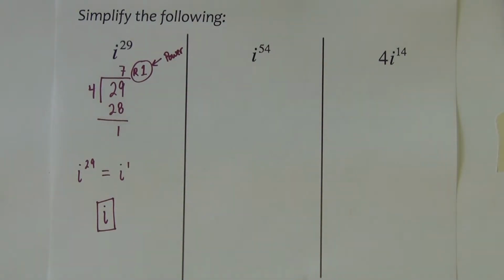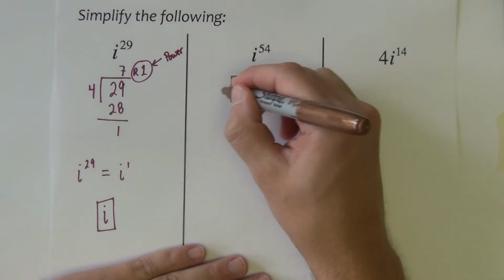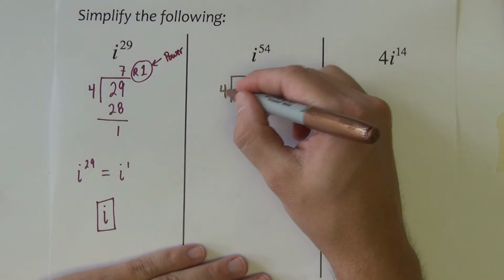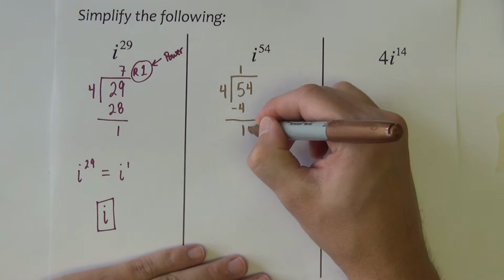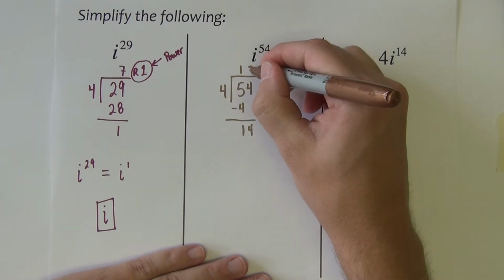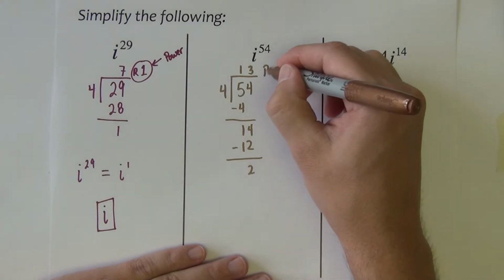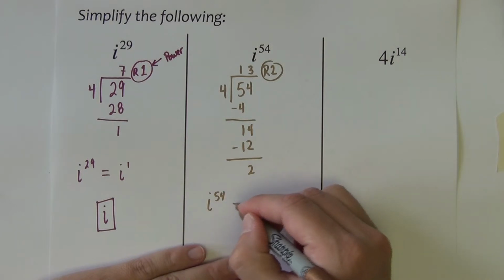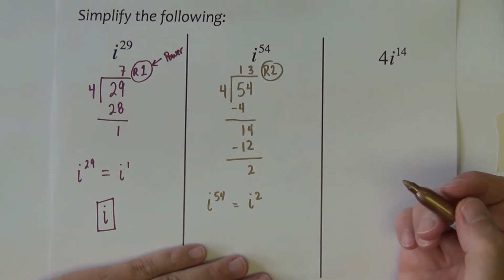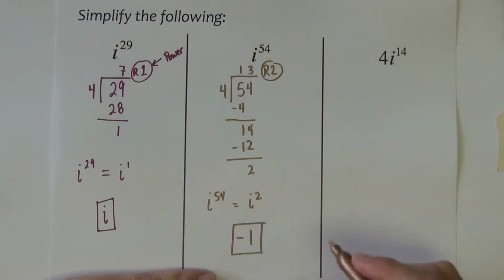Okay, next, i to the 54th power. I'm going to take 54 divided by 4. 4 goes into 5 one time. 4 goes into 14 3 times. We get a remainder of 2. So i to the 54th power is the same as i squared. And i squared is negative 1.